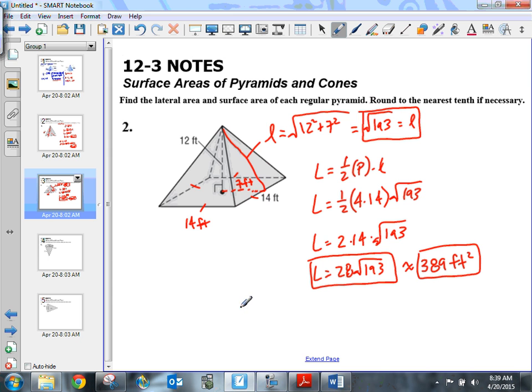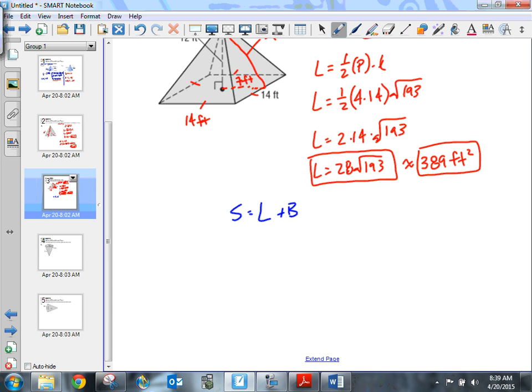So my surface area here is the lateral area plus the area of the base. Now I already have my lateral area, so my surface area is 28 times the square root of 193 plus the area of one of the bases, which is just 14 times 14. It's a square, so 14 squared. And when we plug that into our calculator, we're going to end up getting 585 feet squared. So we've got to round those.